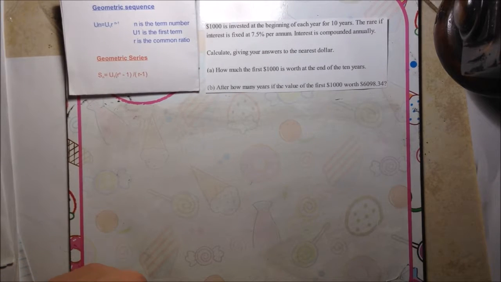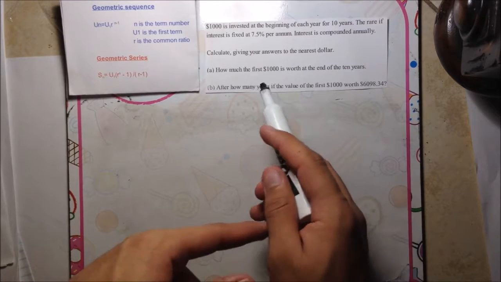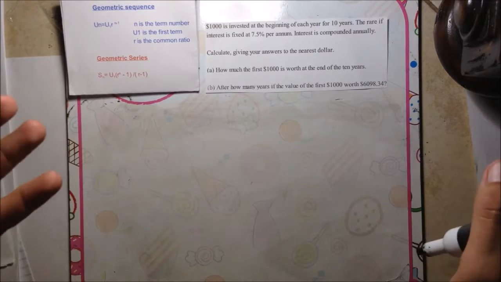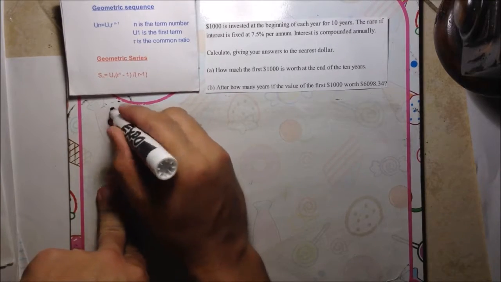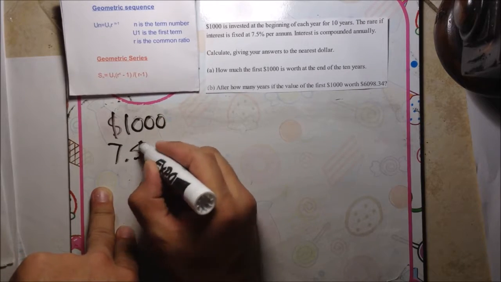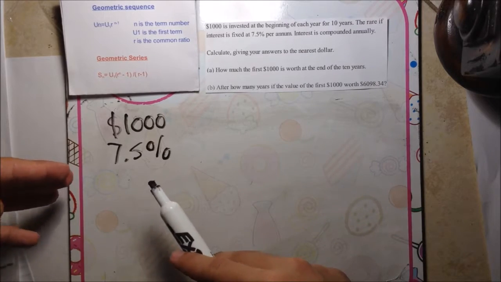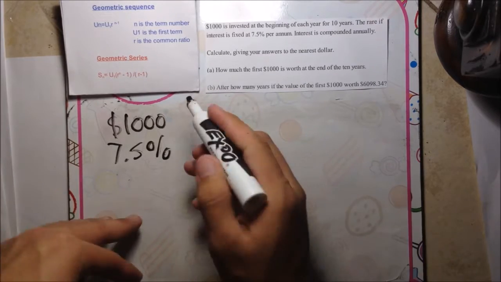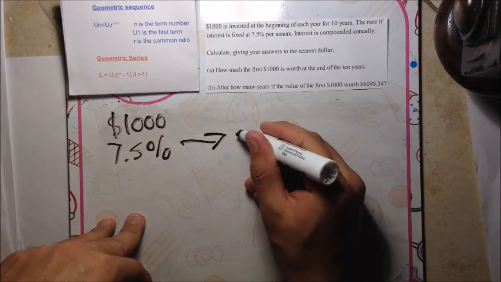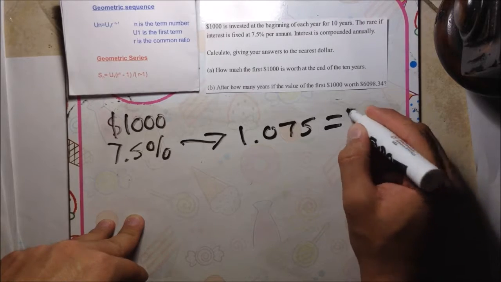$1,000 is invested at the beginning of each year for 10 years. The rate of interest is fixed at 7.5% per year. Interest is compounded annually. Calculate, giving your answer to the nearest dollar. In this problem, we're asked to find how much the initial investment of $1,000 will be worth at the end of 10 years. We know our investment is 1,000 and our interest rate is 7.5% per year. This means the investment increases by 7.5% from year to year, which translates to an increase of 1.075, which is our r for this problem.